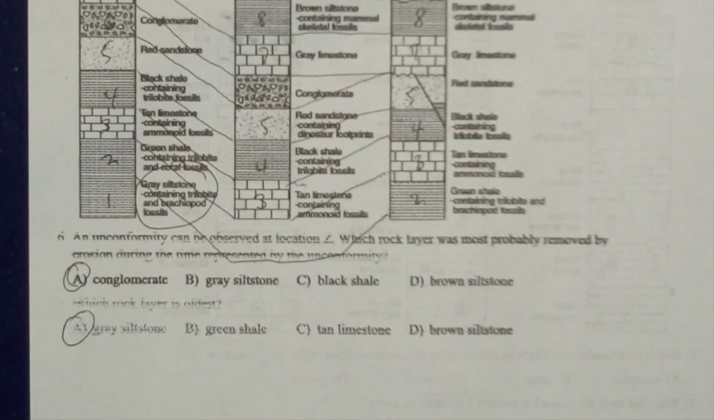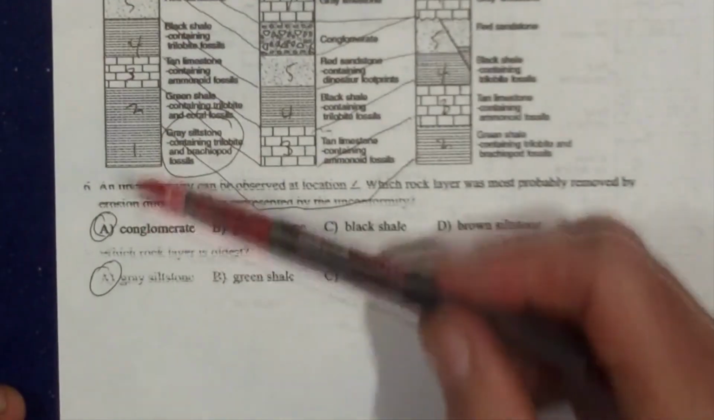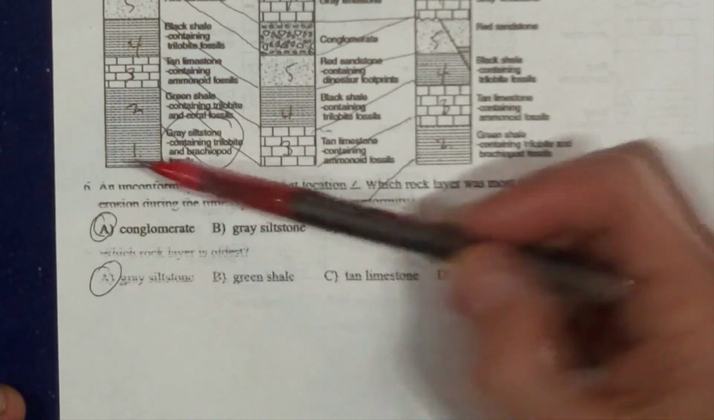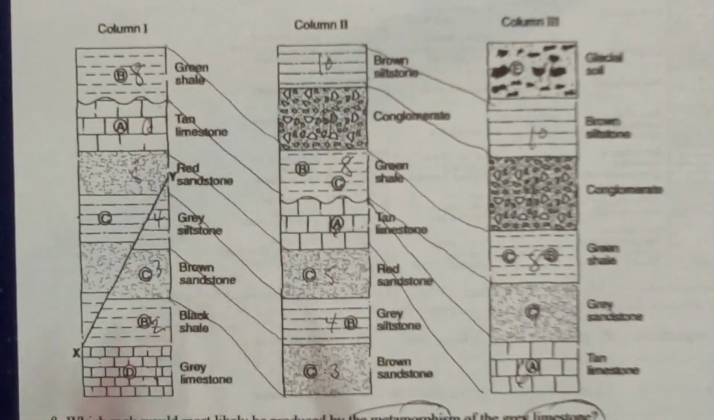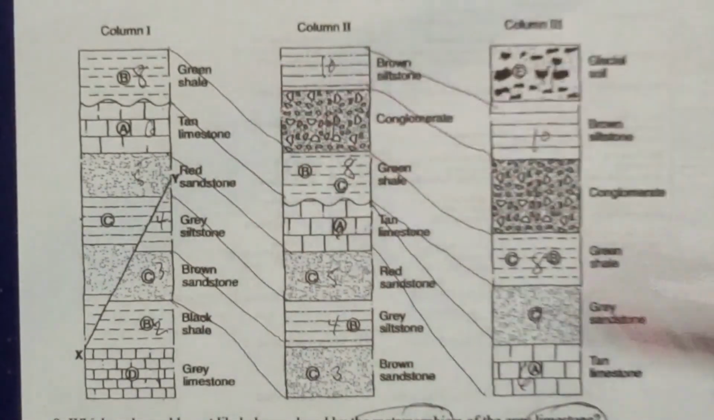Which rock layer is the oldest? That would be the one with the lowest number. That's going to be the gray siltstone that you see right there. For the last page here, I did the same thing I've done before, is to match up the layers the best that I could. Take a look at how I did that, see how that compares to your paper.